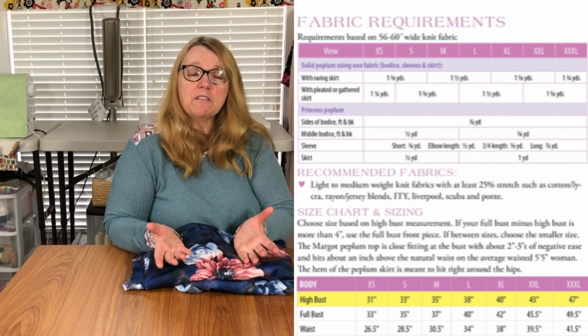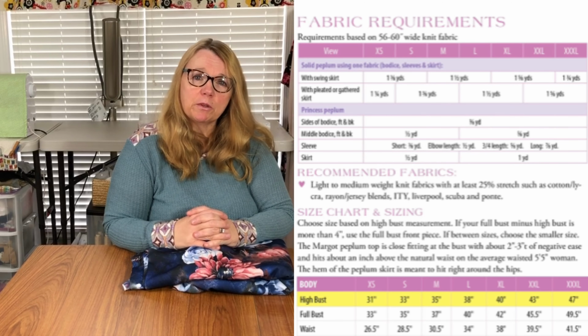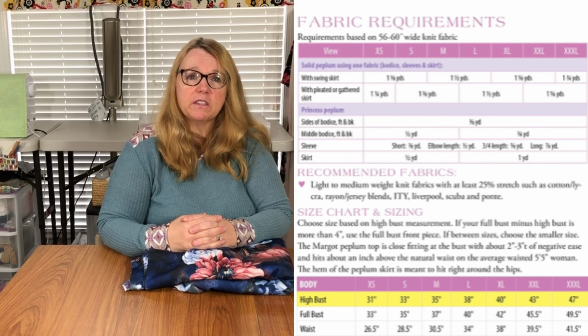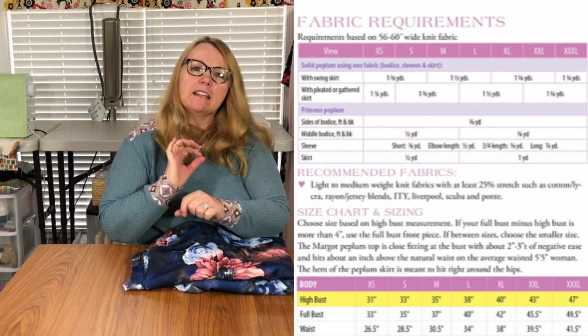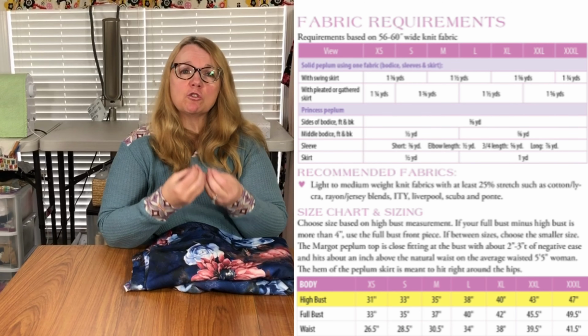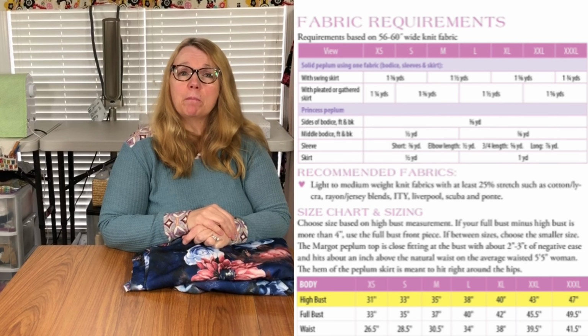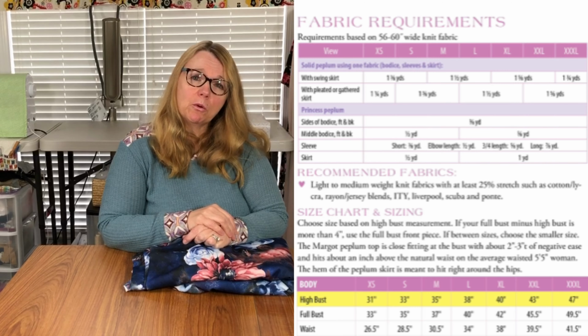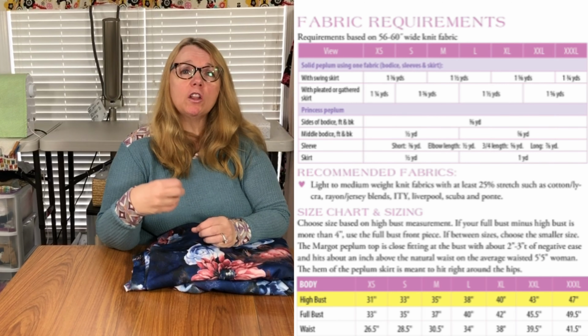Let's talk about fabric choices. Margot Peplum requires a knit fabric with at least 25% stretch, but you can certainly do up to 50% stretch. It looks the best, I think, with a little bit of a structured fabric. Ponte, Liverpool, and Scuba will all give you that structure, as well as cotton lycra. You can do a lighter weight.